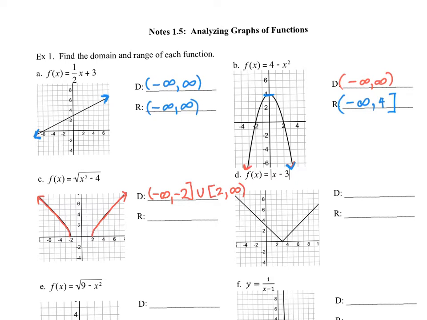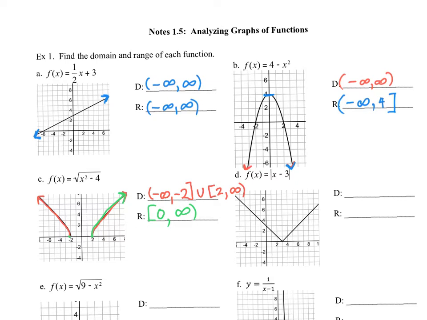Now in the y direction for range, I want to see the lowest y value. The lowest point on the graph is this one, or potentially this one. They're equally low. They both occur at y equals 0. So 0 is the lowest y value. It does touch it, so it would be a bracket. The only reason it wouldn't be is if there had been an open circle at that point. And then it extends up forever. Since it extends up forever, it extends to infinity in the y direction.